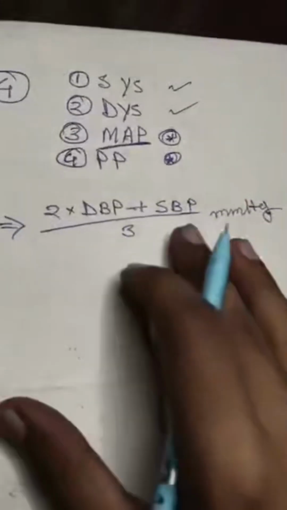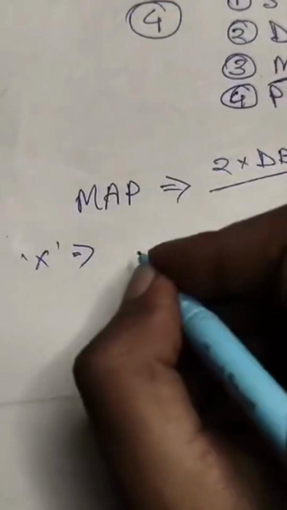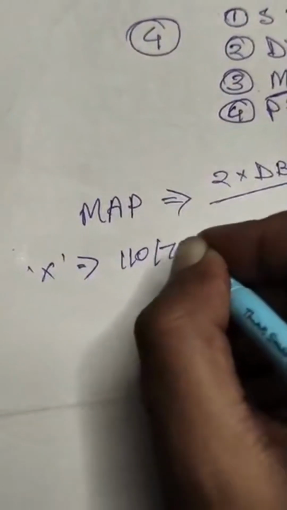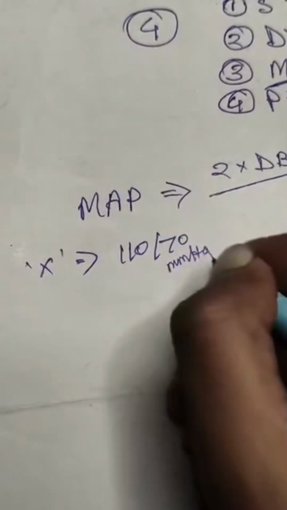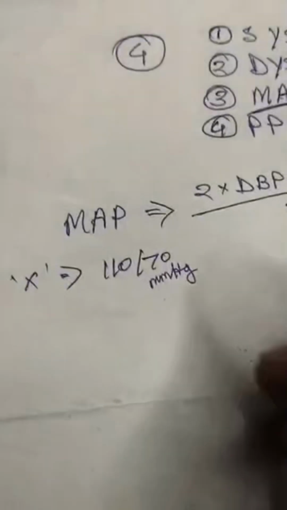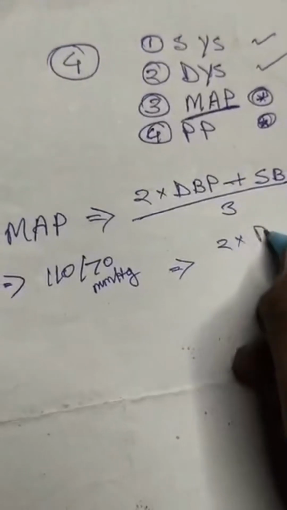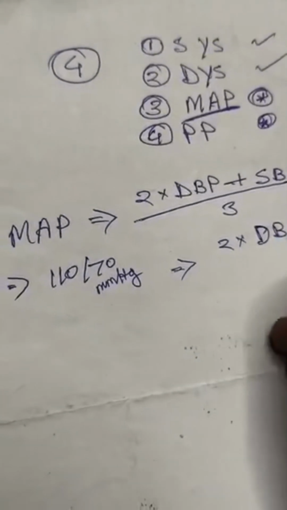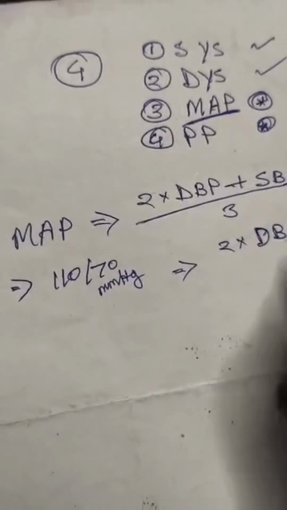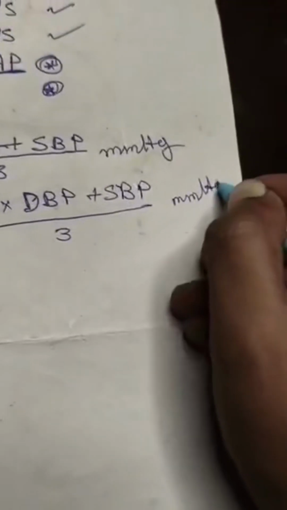Okay, let's take one example. Maybe some person has a blood pressure of 110 by 70, just imagine, mm of Hg. This is the systolic one, this is the diastolic one. So how to get the mean arterial blood pressure? We come to the formula: 2 into DBP plus SBP, whole divided by 3, unit mm of Hg.